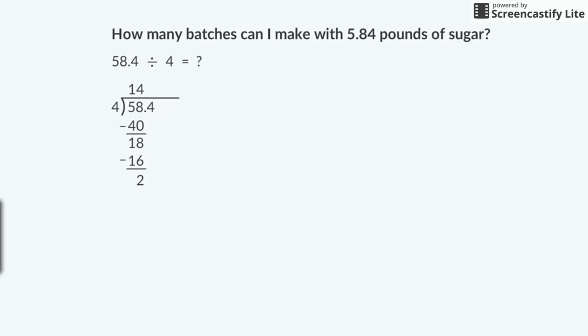Next, I bring down the 4 and write it next to the 2. 24 divided by 4 equals 6. So I write 6 above the tens place of the dividend, making sure I've added the decimal point to the quotient. Next, I multiply 6 times 4, which equals 24. I then subtract 24 from 24, which equals 0. So there is no remainder. Looks like we have enough sugar to make 14.6 batches of cookies.